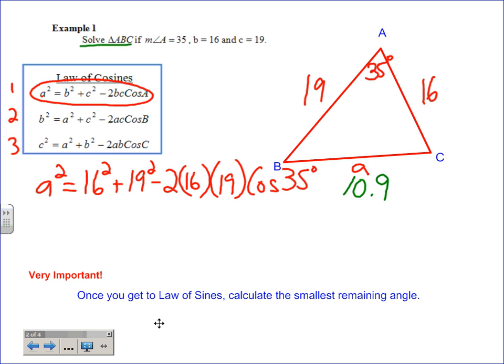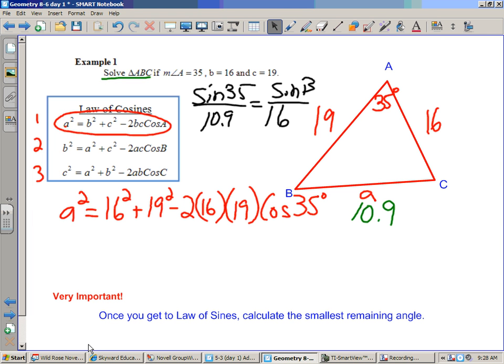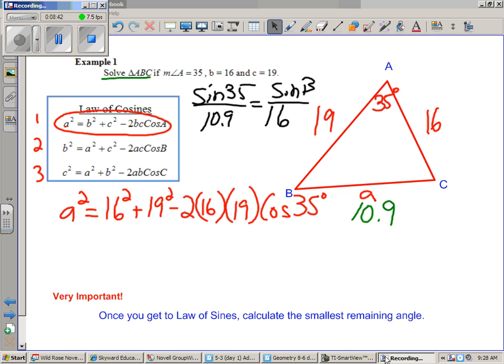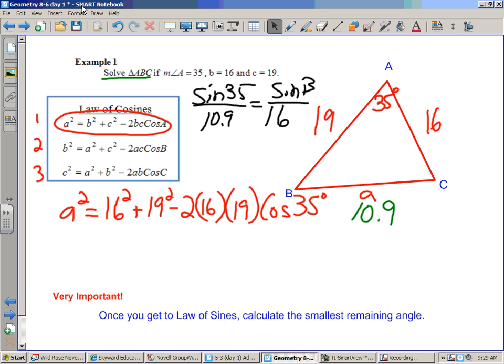And so what we're going to do now is set up law of sines. So sine of 35 over 10.9 equals, and if we're going for B, it'd be sine of B over 16. And why don't you take a second and try and solve that? All right, let's see how you did.